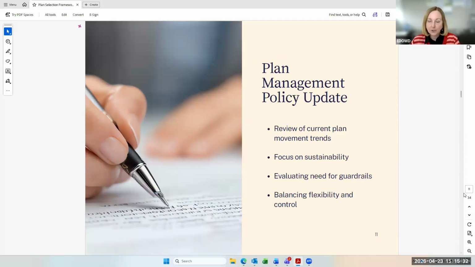So first up, we'll talk a little bit about our plan management policy. When we were looking at guardrails, we wanted to review our current plan movement trends. We have had a lot more movement in the last 2 or 3 years than we have previously. So we wanted to look at where people were moving from and to, and how that was affecting us as a whole, because we wanted to focus on sustainability. And we wanted to evaluate the need for guardrails, and balance your flexibility with some control at the consortium level.